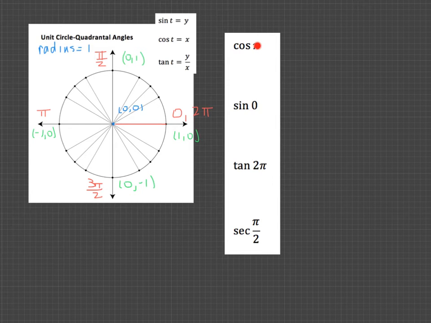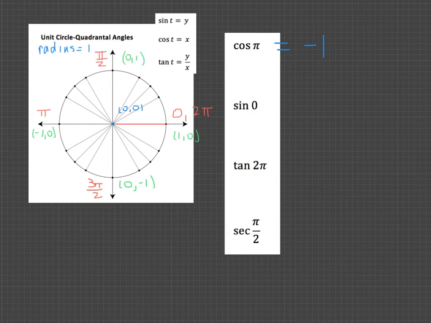Let's evaluate some trig functions for some given angles. Let's start with cosine of pi. So we're going to go to where we have our terminal side of pi. Now we know that cosine is going to be the x-coordinate of the corresponding point. So the x-coordinate is -1, so cosine of pi is just -1. All we have to do is just pick out that x-coordinate.